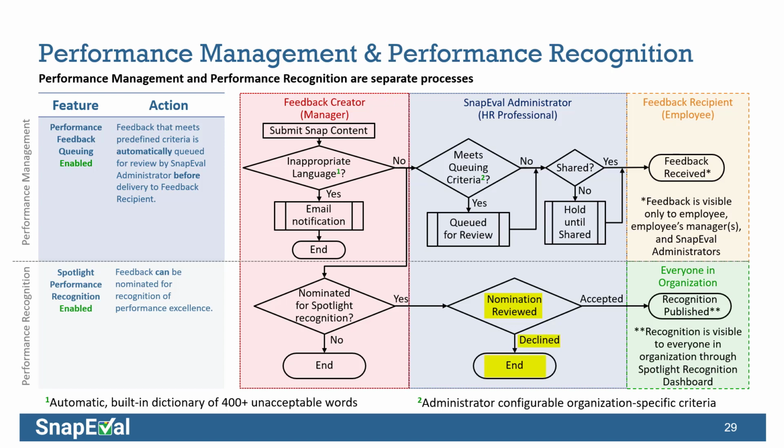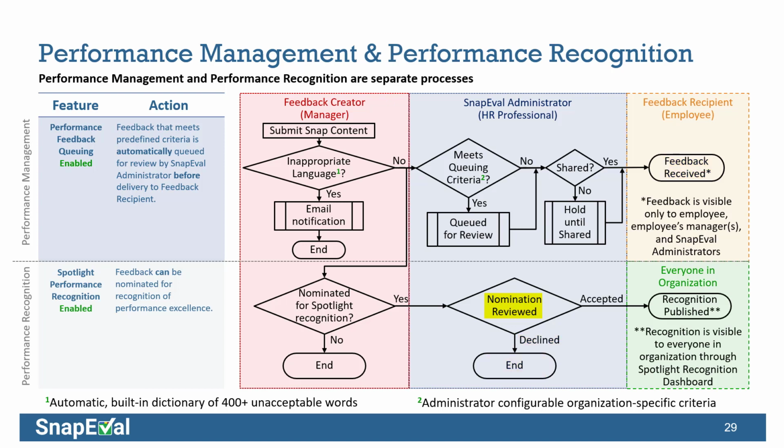If the nomination is declined, the employee still will receive their snap based on the top half of the workflow. And of course, everything on the top half of the workflow is private to the recipient. So when a snap is received, basically the employee's manager and certain administrators within SnapEval can view it, but it's not generally publicly visible to most people.